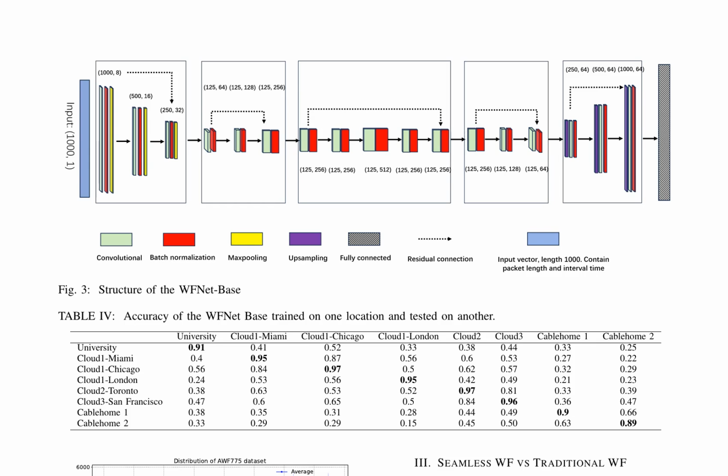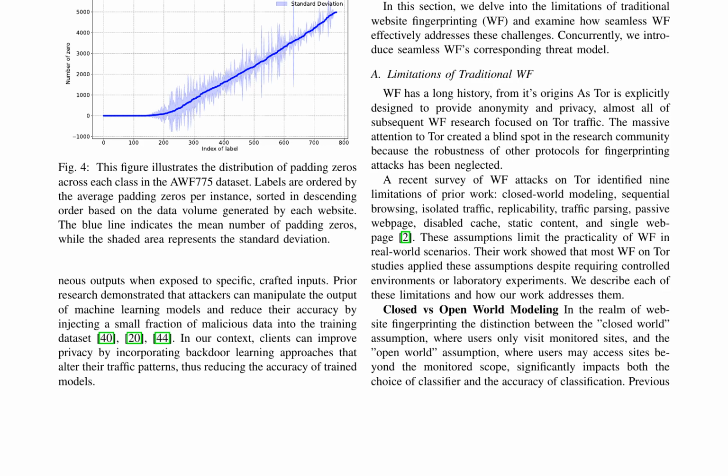However, traditional website fingerprinting has several limitations, including closed-world modeling, sequential browsing, and isolated traffic, which restrict its practicality in real-world scenarios. To address these limitations, the proposed approach visits most or all subpages of a website to provide a comprehensive representation, capturing over 20,000 unique subpages per website. This approach simulates a wider range of user actions using Puppeteer, accurately capturing modern web usage complexities.